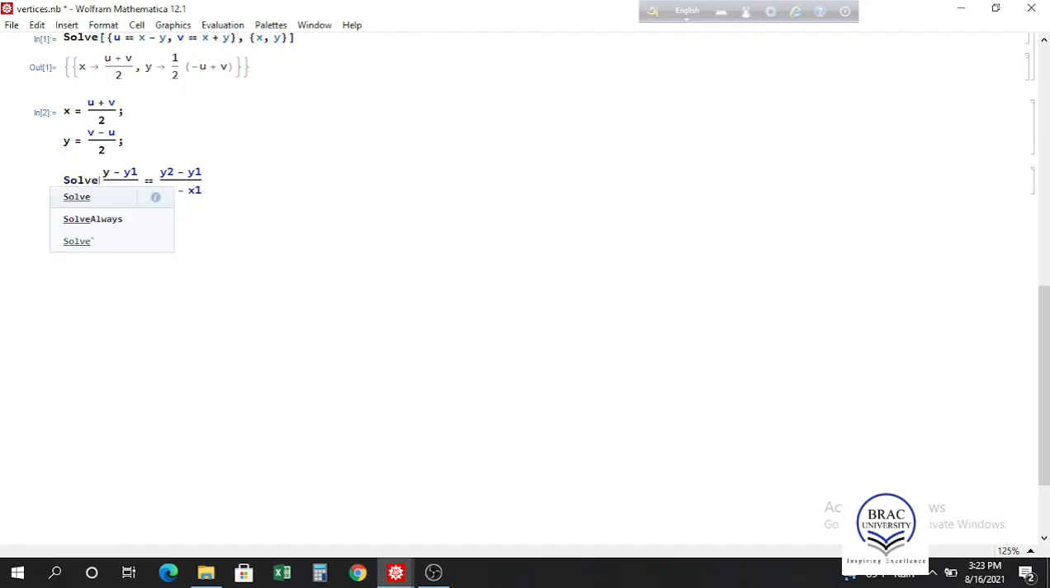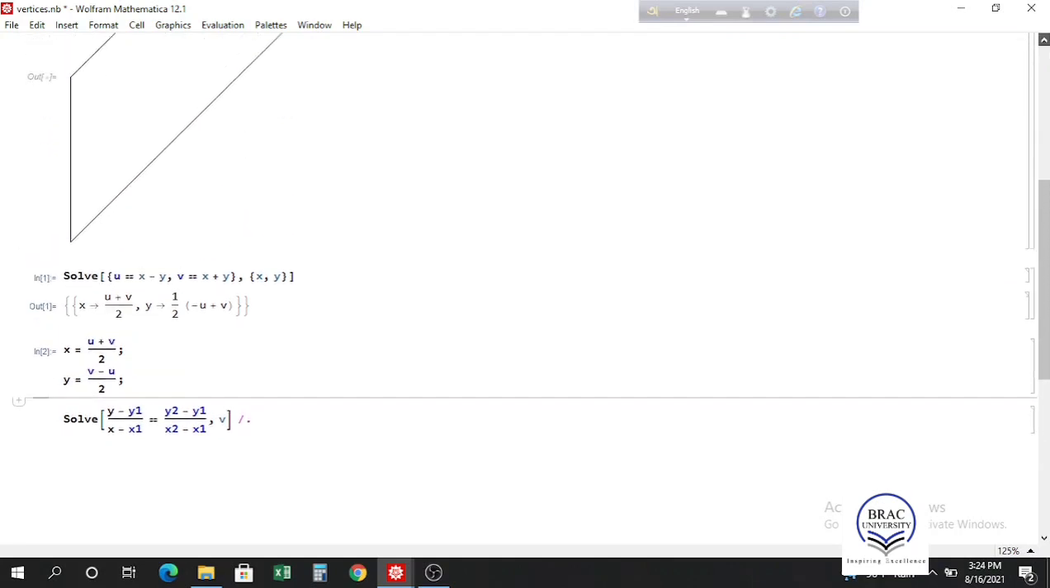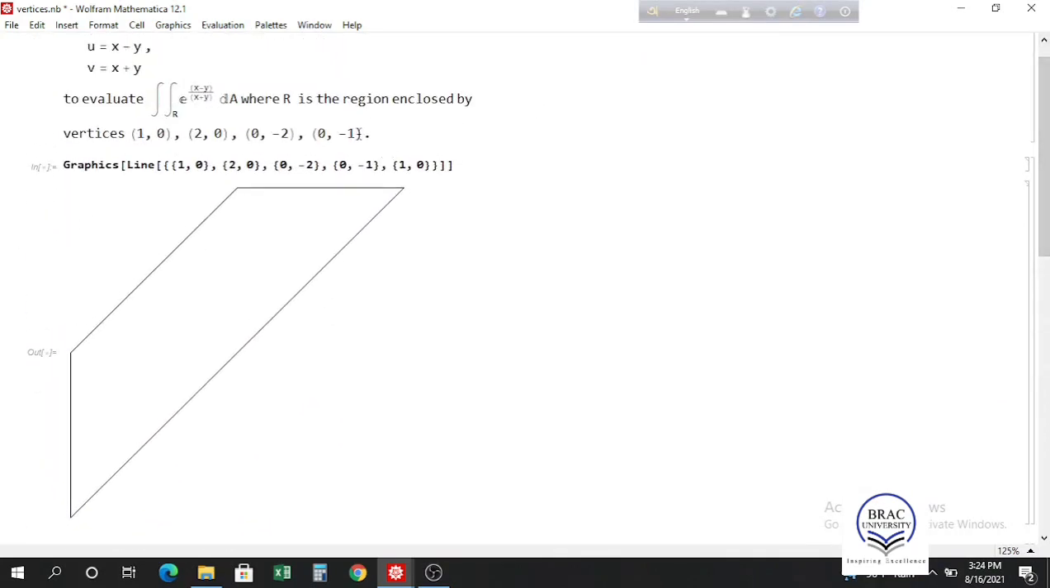So let's keep this equation inside solve, and as we've already defined x and y, the equations already have u and v in them, because y and x will be substituted by the expressions. And I want to know v or u, so write v now, and let's replace x1 and y1 with 1 0 because 1 0 is the first point. Let's just copy paste all these coordinates so that I don't have to come here every time.